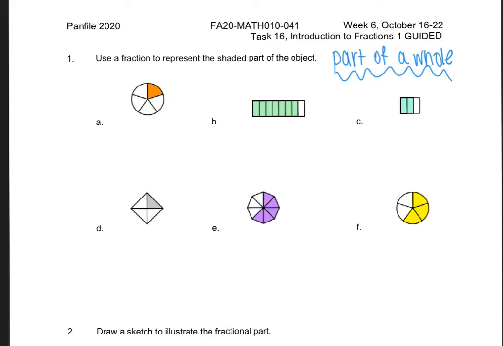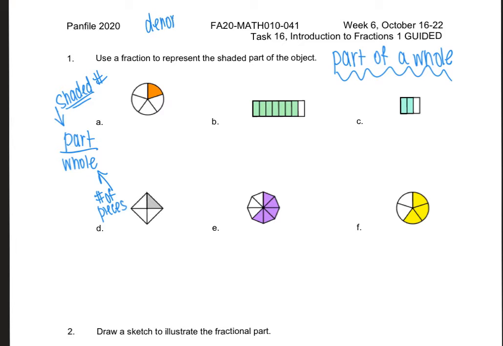So if we look here, the part always goes on the top, and the whole always goes on the bottom. Now what I mean by that is whole is the number of pieces. Okay, so the part is the shaded pieces, or the shaded amount. And the total number of pieces, the whole, is the bottom. So the top is called the numerator, the bottom is called the denominator. Sometimes you remember denominator down, denominator down.